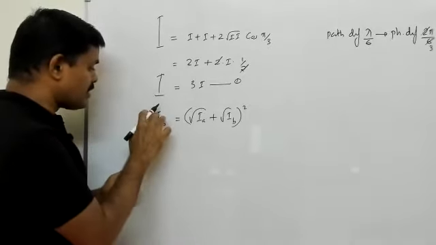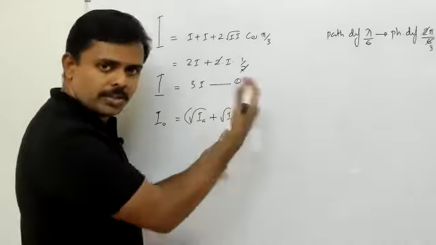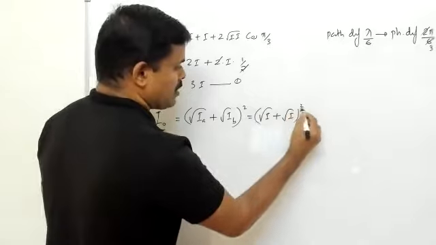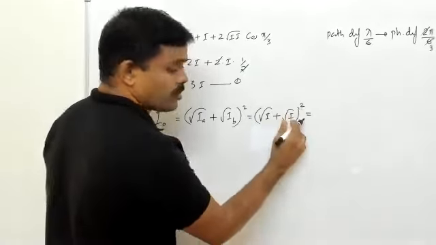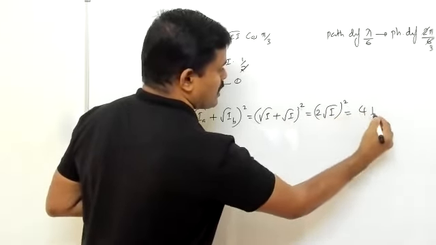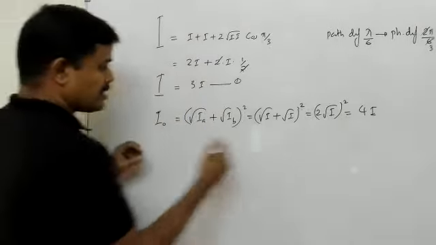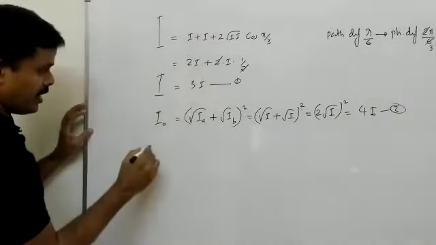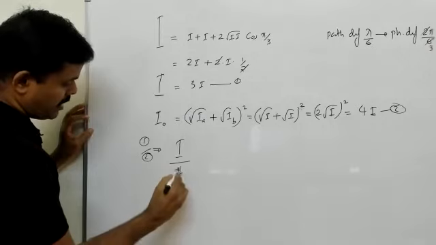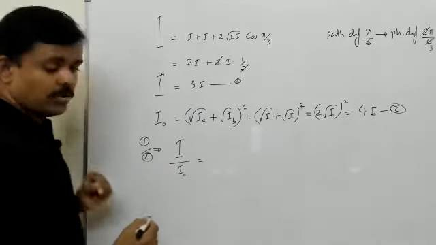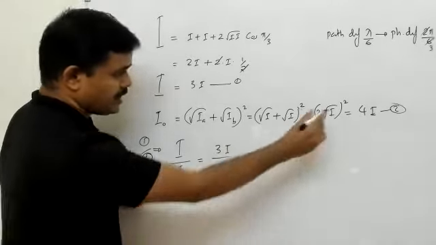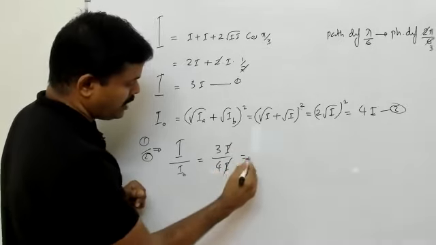Maximum intensity, we wrote an equation for it: root IA plus root IB the whole square. So root IA is root I, root IB is root I, the whole square. Root I plus root I is 2 root I, the whole square, which is 4 times I. This is equation number 2. The question is to find the I by I0 ratio. So equation 1 by 2 gives I by I0, which is exactly the ratio they are asking for. On one side it is 3I, on the other it is 4I. If you cut them, you get 3 by 4.